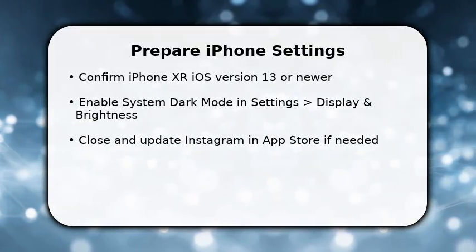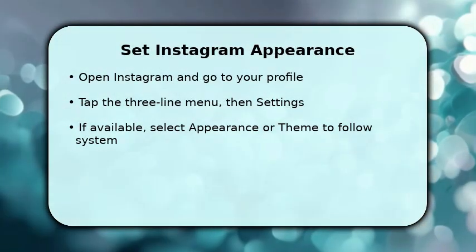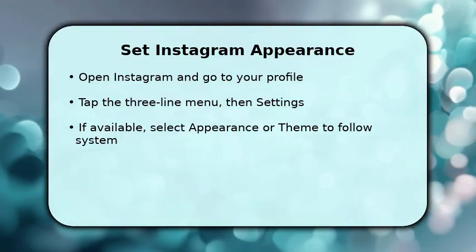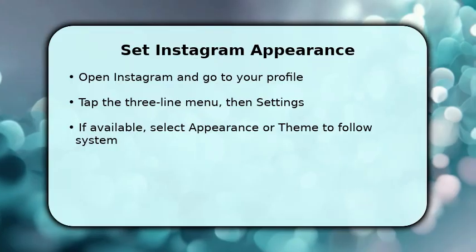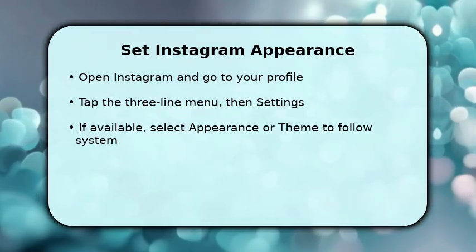Now you'll configure Instagram itself. Open Instagram and go to your profile, then tap the three-line menu and choose Settings. Look for Appearance or Theme. If Instagram shows that option, set it to Follow System so it respects iPhone dark mode.